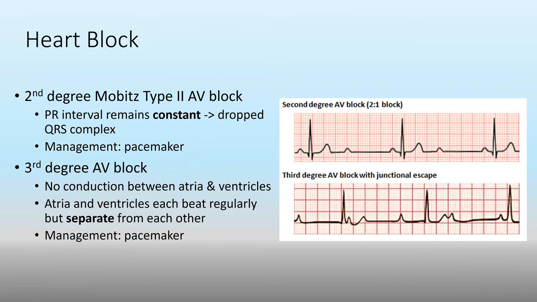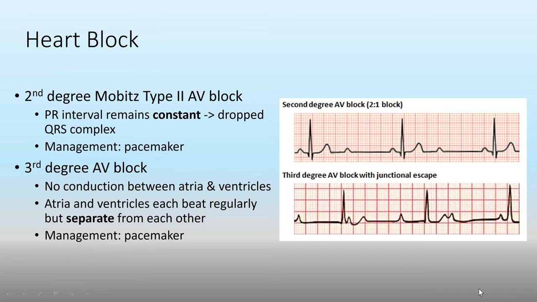Now, the two that are typically more pathologic are second degree type 2 and third degree. These typically are managed with a pacemaker. In second degree type 2, the P wave and QRS complex happen at the same PR interval, no widening, and then there's a drop here. This one is usually pretty easy to tell because the QRS complex will look perfect, and then there'll be random P waves. You manage this typically with a pacemaker placement.